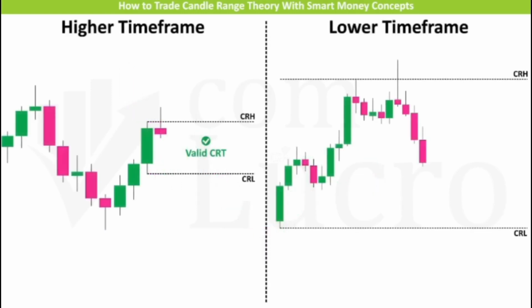When these three elements align, the result is a clean, logical, and highly repeatable trading strategy that follows institutional price delivery and significantly increases the probability of successful trades. Mastering this refined version of candle range theory allows traders to stop reacting emotionally to price movements and instead execute with structure, patience, and precision, the same principles that consistently separate professional traders from the crowd.